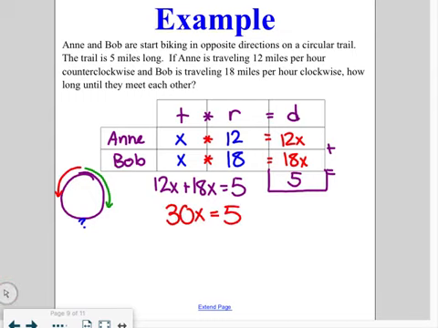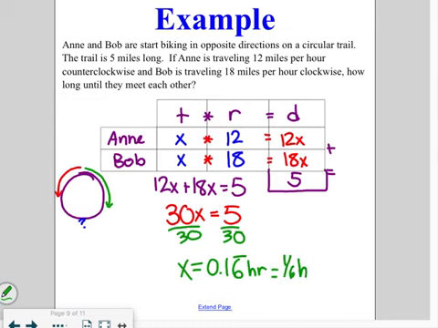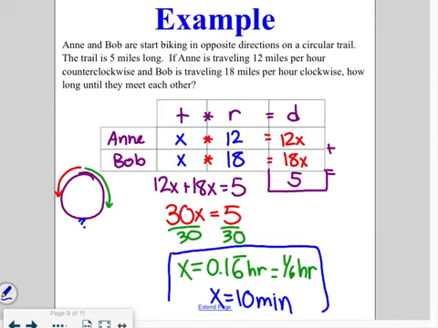is equal to 5. Solving, we divide both of those by 30, and I end up with x is equal to 1/6 of an hour, or 0.16 repeating hours. If you wanted to go ahead and convert that into minutes and say that it would take them 10 minutes instead of 1/6 of an hour, that is okay. I would accept all of these answers on the homework and or a test.